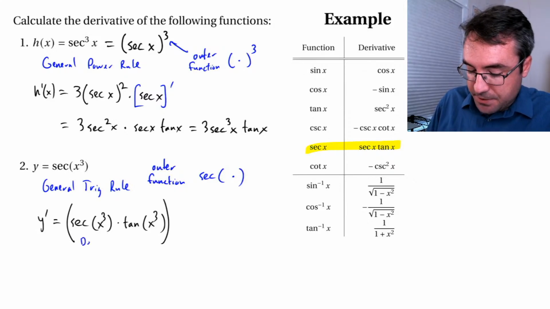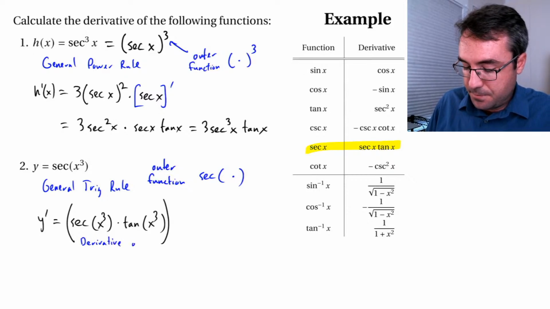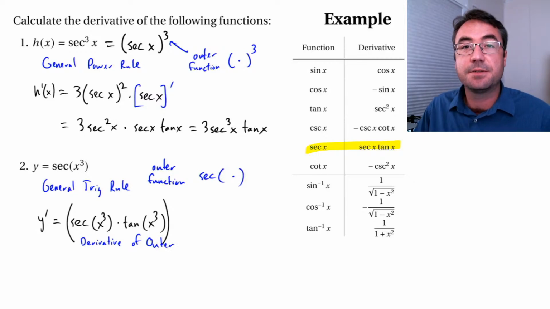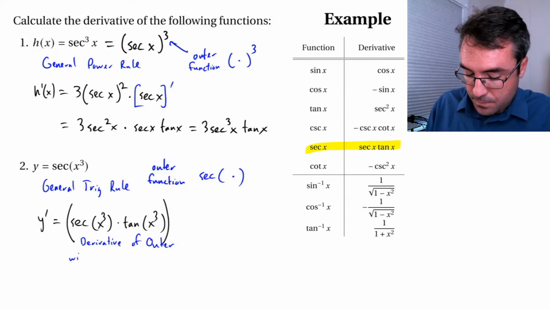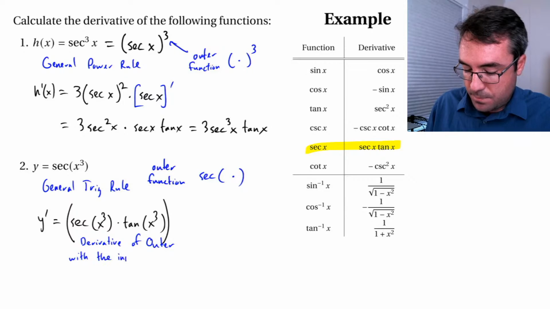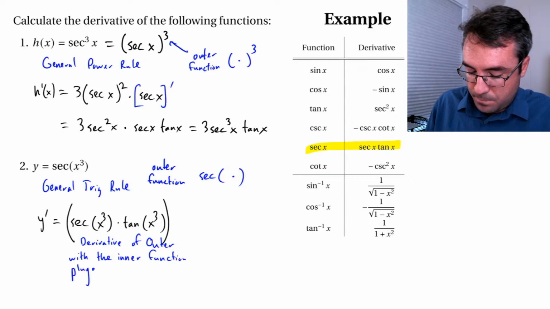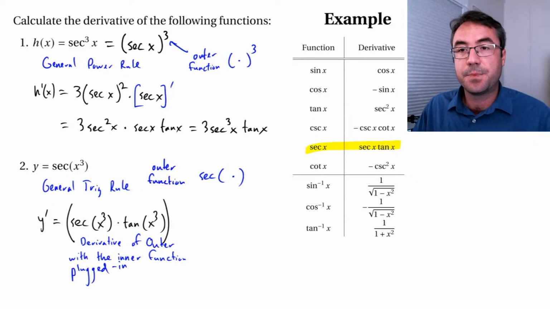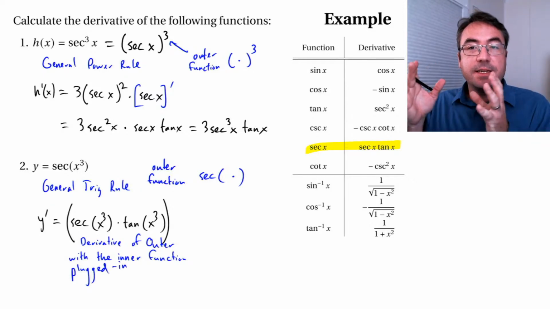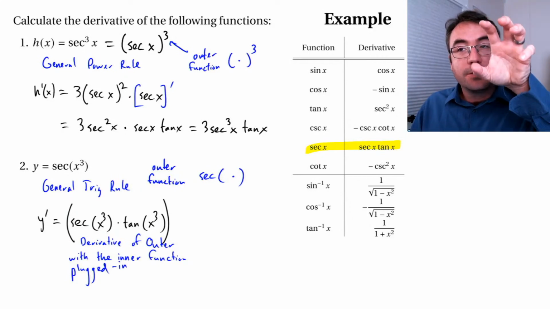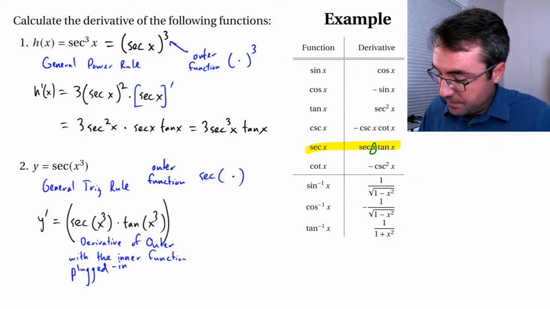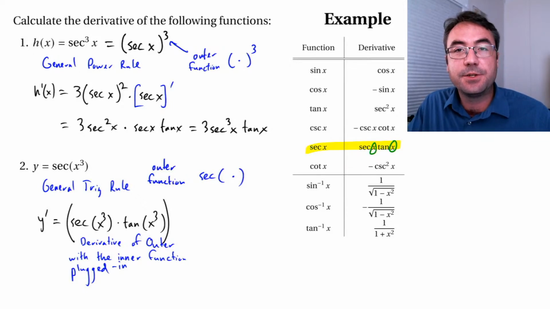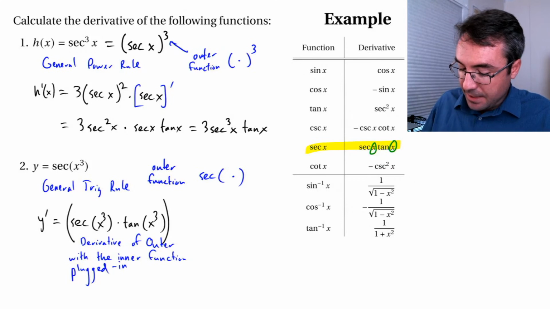So what we did here, this is the derivative of the outer function. So the derivative of secant with the inner function kept the same and plugged in. So derivative of secant is secant times tan. Our inner function was x cubed, so that's where the x cubed is going into, if we look at our formula here, the x cubed is going wherever we see a variable. All right, so that's the derivative of our outer function part. That's not the full story.